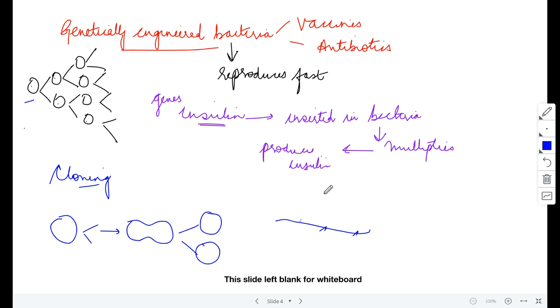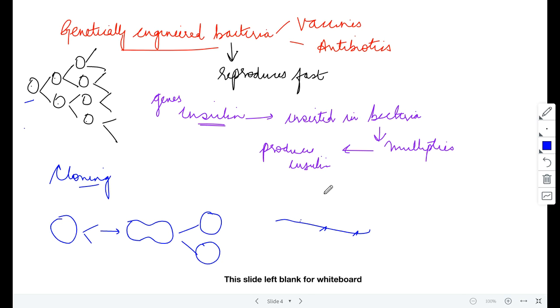Now how can you make clones? Can you tell me how you will make clones? Have you ever tried making a clone? No. See, I'll give you an example. You must have done that also. If you like gardening, Rohan, what do you do? You take a cutting from a particular plant, and then you grow that plant. You take a plant cutting and you make a clone.